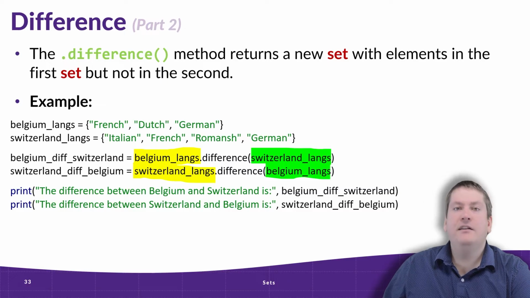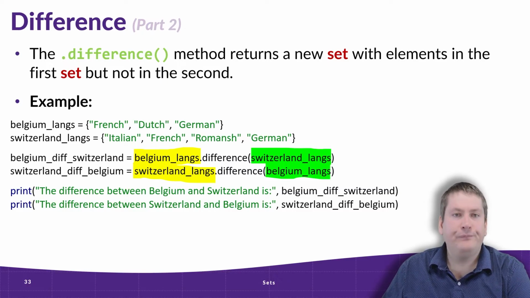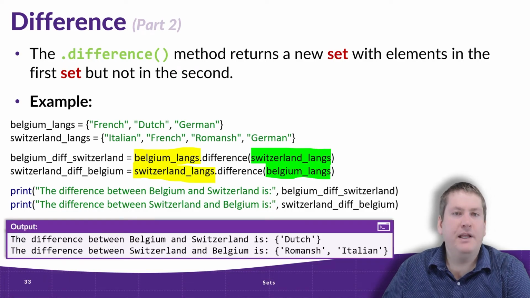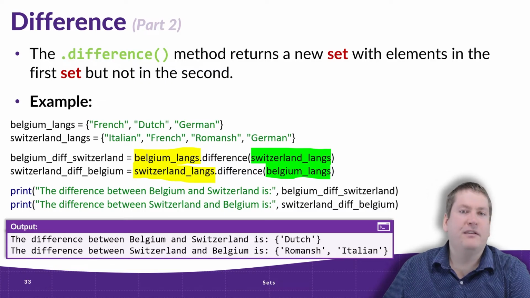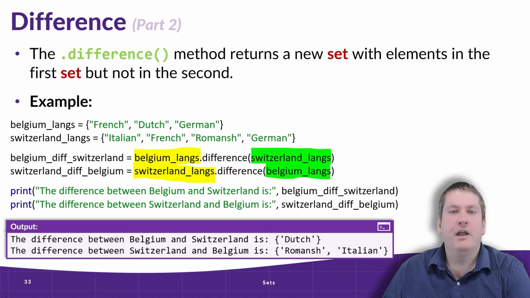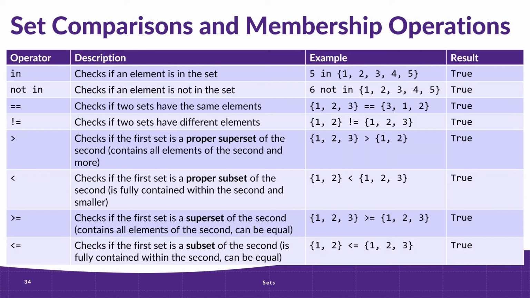Belgium. Again, the original sets aren't modified at all. It's just a new set that's created. And we can see what the output would be, and it's just the same sort of sets that we saw in the last visual example. It's going to say the difference between Belgium and Switzerland is Dutch, and the difference between Switzerland and Belgium is Romansh and Italian. Python contains many more methods and operations that we can use on sets.